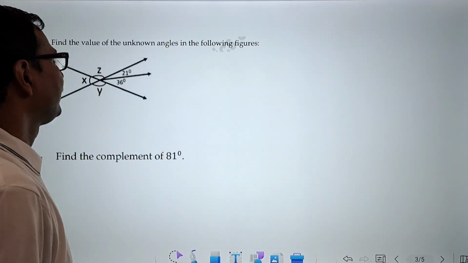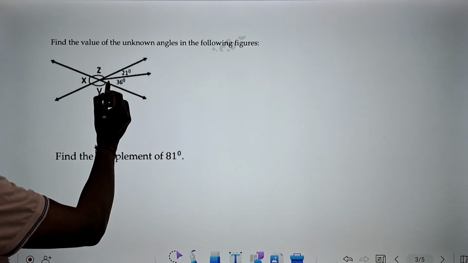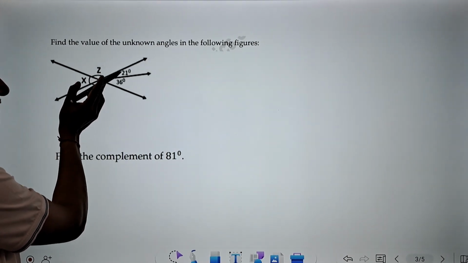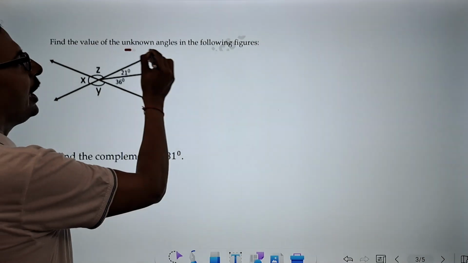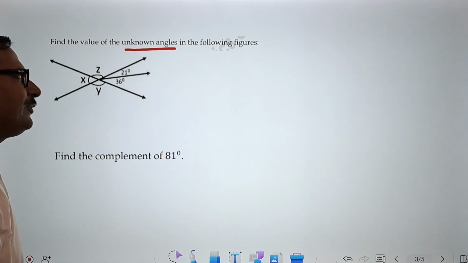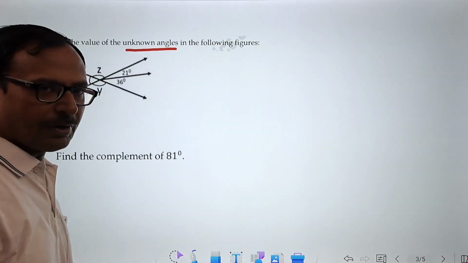Let's see the first question in hand. Here we have a figure where two straight lines are intersecting, and we have divided this angle into two parts, 21 degree and 36 degree. So we need to find the unknown angles. That means x, y and z. Now if you know the concept of vertically opposite angles, then this is not going to trouble you.